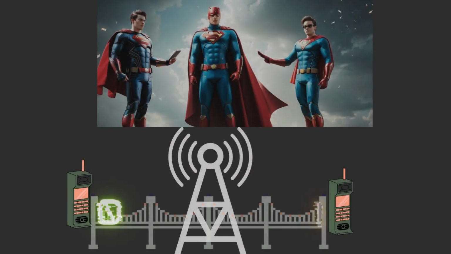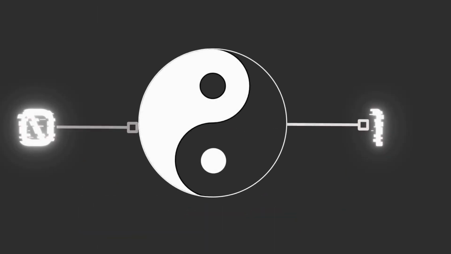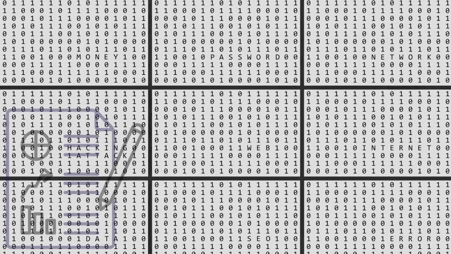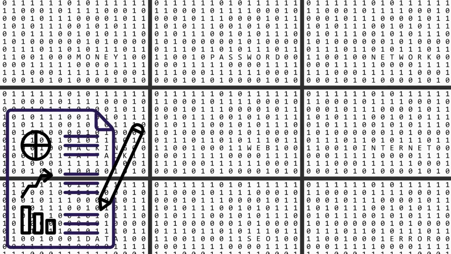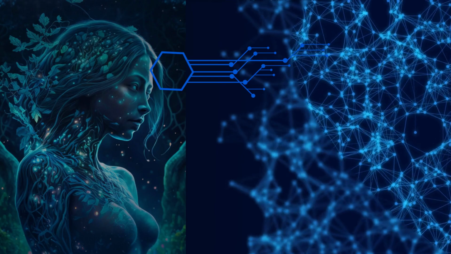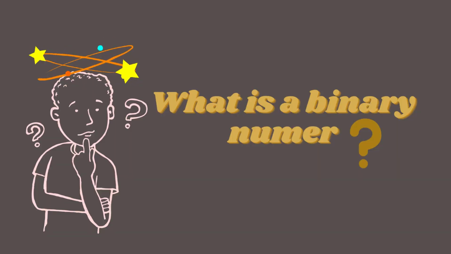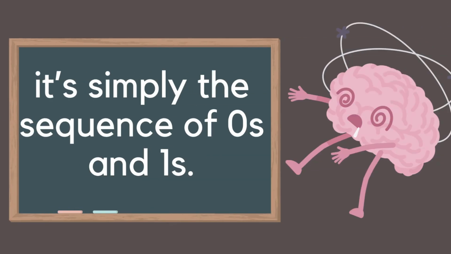Imagine 0 and 1 as the superheroes of compact communication, like yin and yang, representing good and evil in the digital realm. In this digital adventure, data takes the form of thrilling sequences of zeros and ones, shaping the destiny of our digital world. So, what is a binary number? It's simply a sequence of zeros and ones.